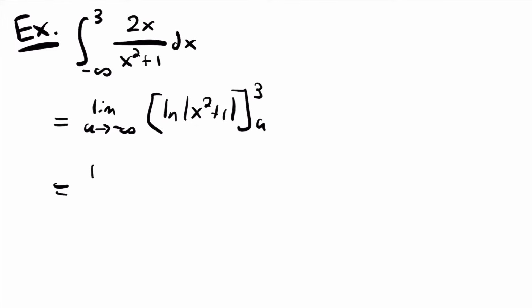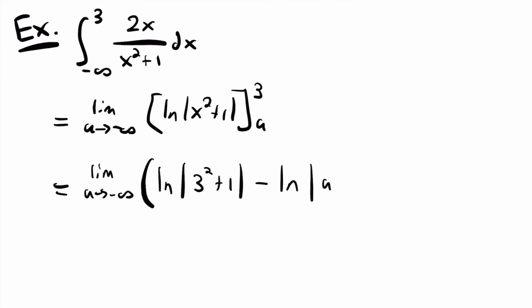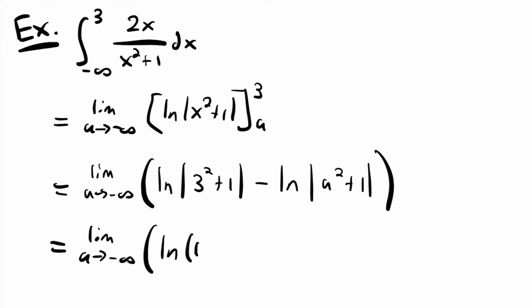So this will be equal to the limit as a approaches negative infinity of the natural log of the absolute value of 3 squared plus 1 minus the natural log of the absolute value of a squared plus 1. All right, now 3 squared is equal to 9, and 9 plus 1 is 10. And so this is equal to the limit as a approaches negative infinity of the natural log of 10 minus the natural log of the absolute value of a squared plus 1. All right, now the limit as a approaches negative infinity of this constant, the natural log of 10, is just going to be equal to the natural log of 10.